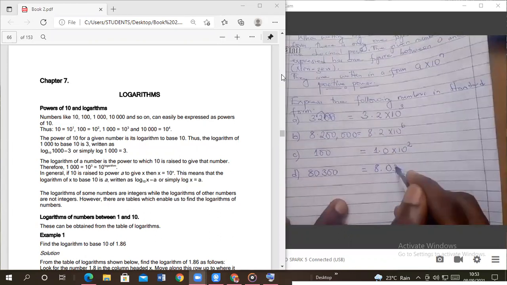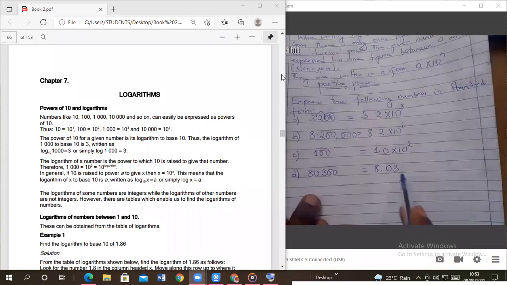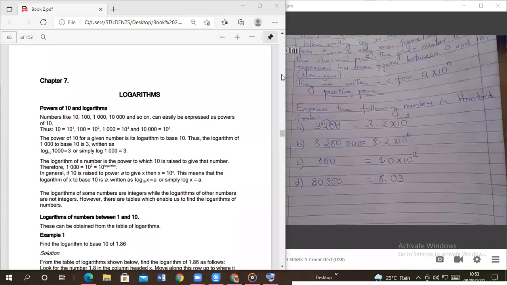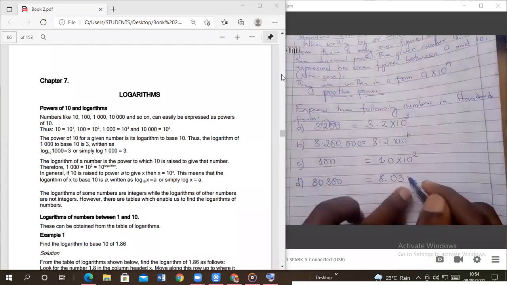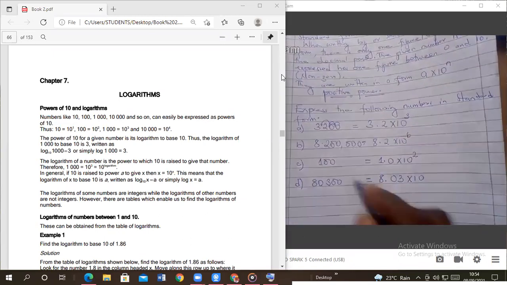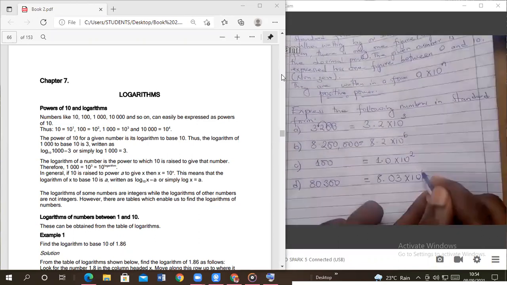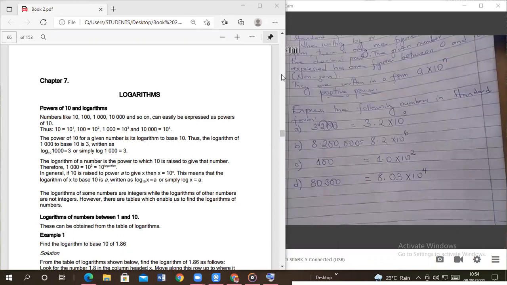When you leave it out, when you put 0 here, expressing it will not give us back this number. The purpose is that we are just expressing big or small numbers in standard form, but it should not change the meaning. So this is going to be 8.03 times 10 to the power 1, 2, 3, 4. To the power 4. Members, are we together?